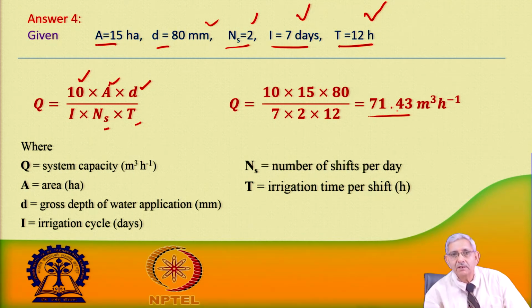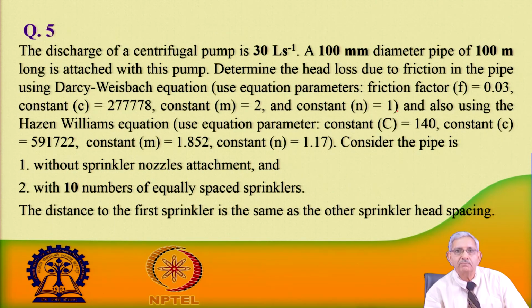So, this is the system capacity. System capacity is nothing but the pump capacity. So, pump should be able to deliver this much, 71.43 cubic meter per hour, to meet the irrigation requirement of 15 hectare, when the depth of irrigation is 80 millimeter and it is operating 12 hours in a 7 day period.